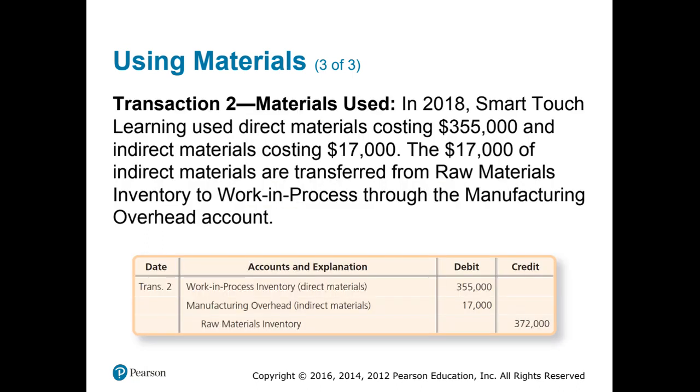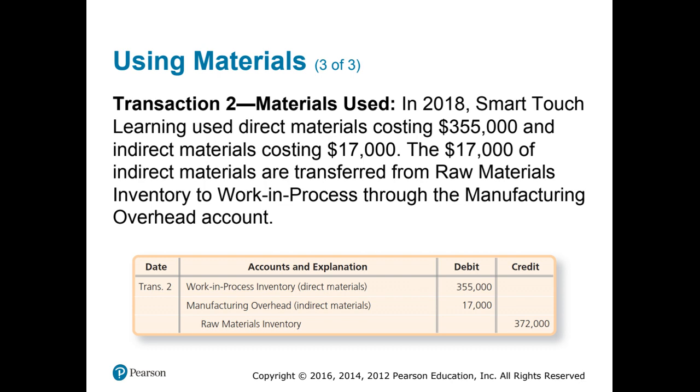All right, so now transaction 2, materials used. Smart Touch Learning worked on many jobs during the year in addition to job 27. In 2018, the company used materials that cost $355,000, including batteries, processors, and cases. The amount includes the materials used in job 27 as well as all the other jobs that the company worked on during the year. These materials can be traced to specific jobs and are all direct materials. The cost of direct materials is transferred out of raw materials inventory and is assigned to work in process inventory.